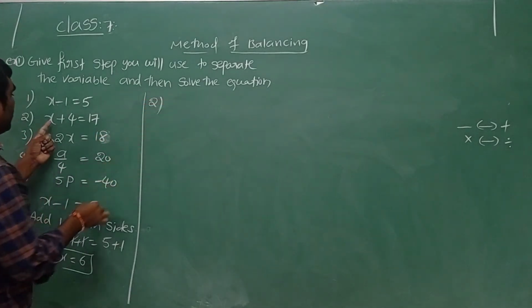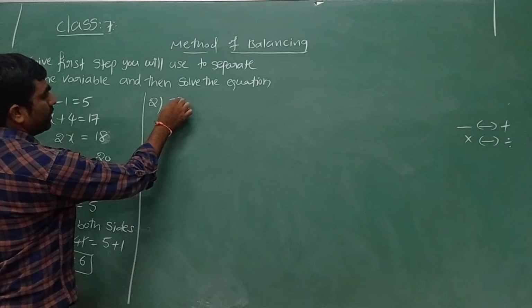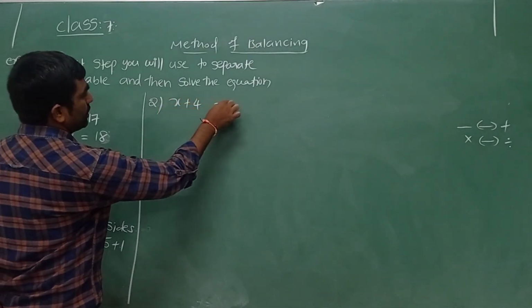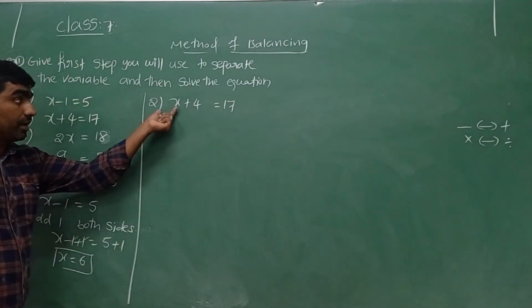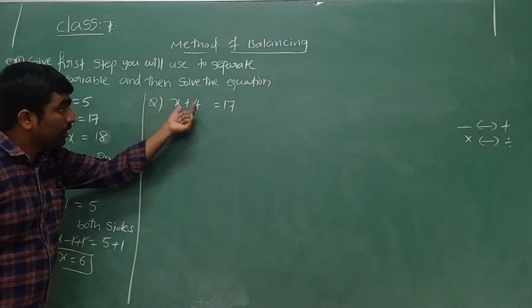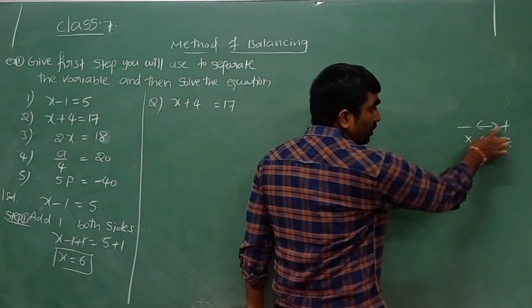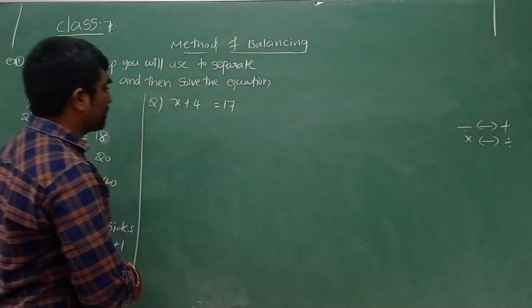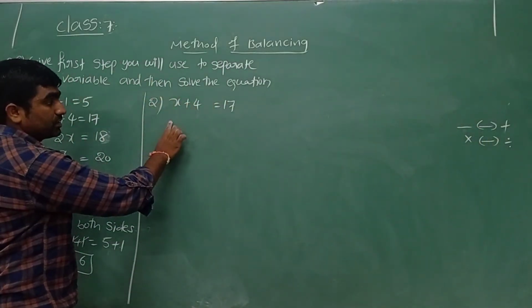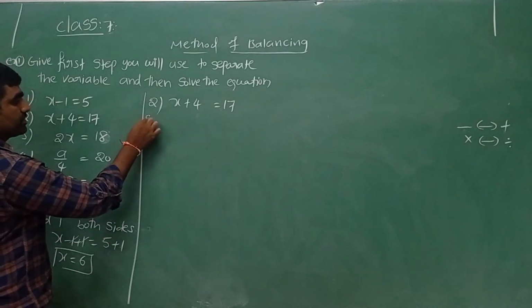Yes, what is the second one now? x plus 4 is equal to 17. Even here also we have to make x separate. To make x separate, plus 4 we have to remove. How can I remove this plus 4? To remove the plus 4, we need to subtract. How much do we subtract? 4. Subtract 4 from both sides.